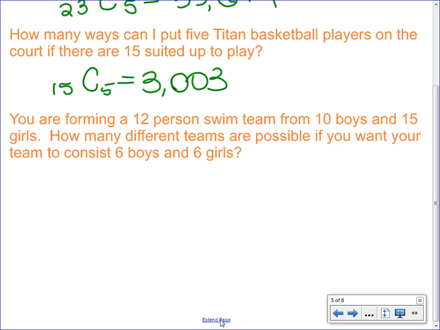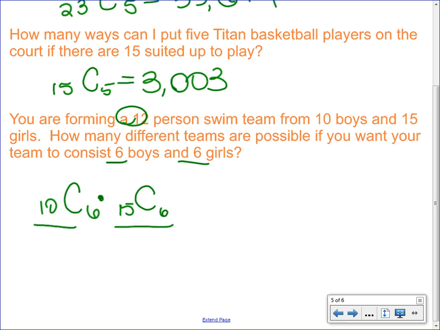Now, is that 12 important in our combinations? No. Kind of, but not really, because we're breaking it up into this 6 and 6. From our 10 boys, I want to pick 6 of them. And out of our 15 girls, I want to pick 6 of them. So the fundamental counting principle, I need boys and I need girls. But we have to do combinations for each of them.